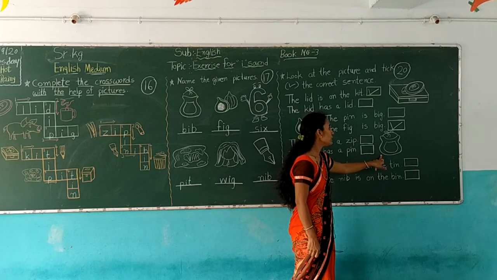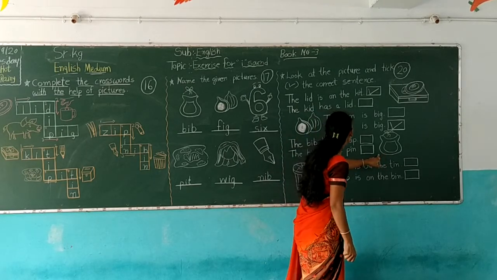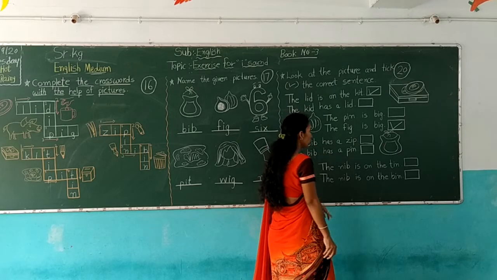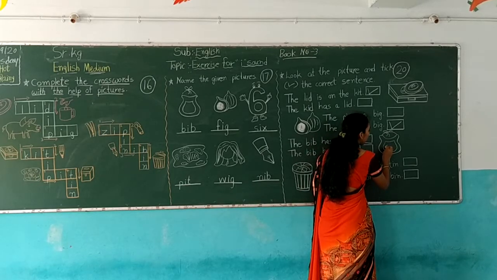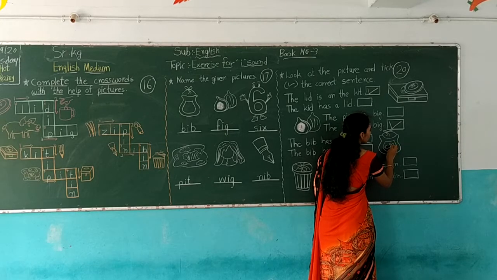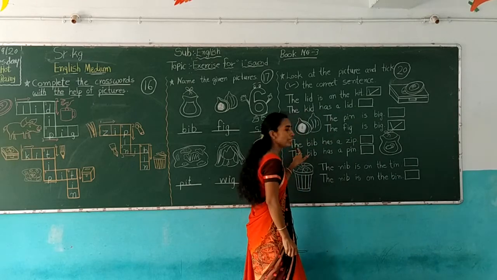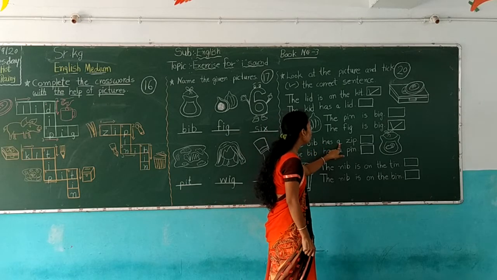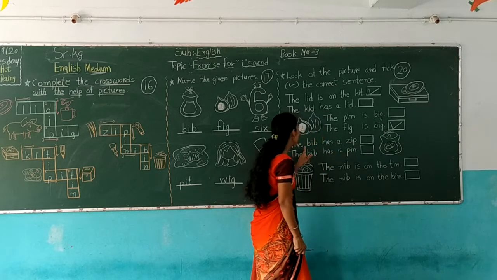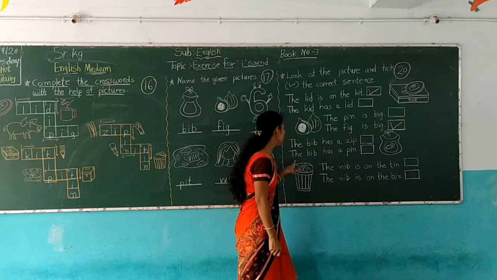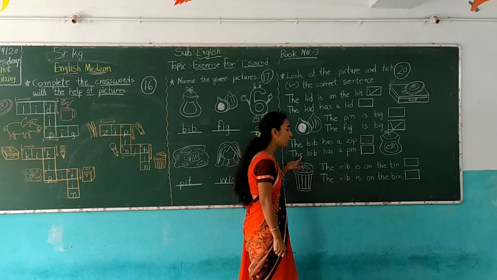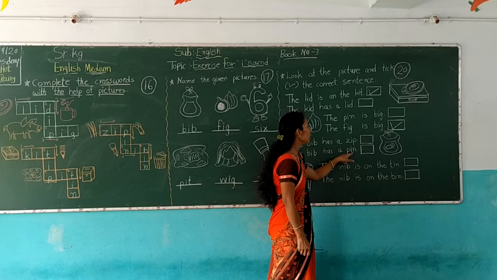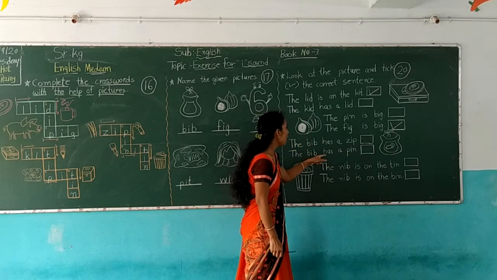Third, which picture is this? Beeb. Which picture is this? Beeb. Okay, the beeb. T-H-E, the. Beeb. Here we drew a pin. T-H-E, the beeb. H-A-S, has a zip. Zip. The beeb has a zip. Okay, we read the next sentence. T-H-E, the beeb. H-A-S, has a pin. Pin. So children, the beeb has a pin.